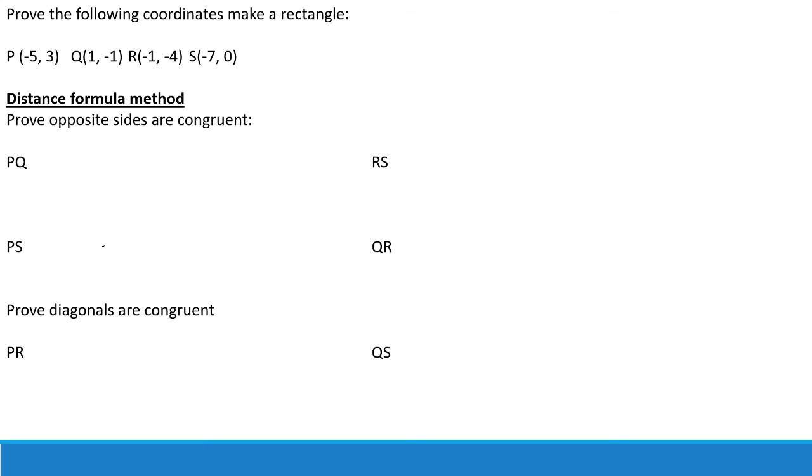So remember, if you want to prove that something's a rectangle, you can prove that the diagonals are congruent and that the opposite sides are congruent. So the first thing I would do is draw a quick sketch so I know what my diagonals are and what my opposite sides are.